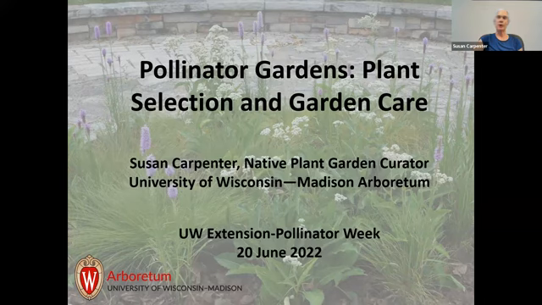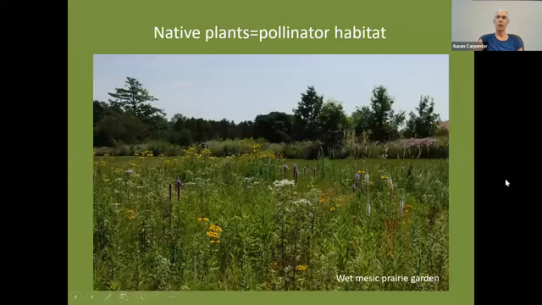So I'll be talking about pollinator gardens, some general information about plant selection and garden care. A pretty simple formula that I like to use is that native plants, and I will be emphasizing native plants here, because native plants really make the best pollinator habitat. Here we see a picture of one of the gardens here at the Arboretum. This is a wet mesic prairie garden.